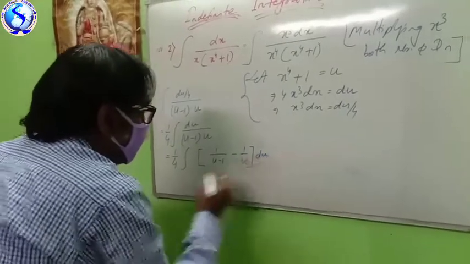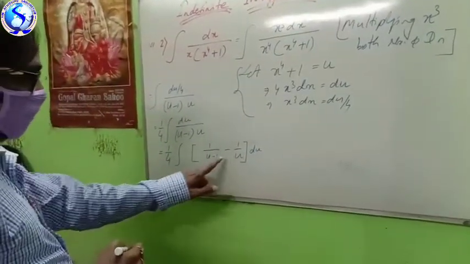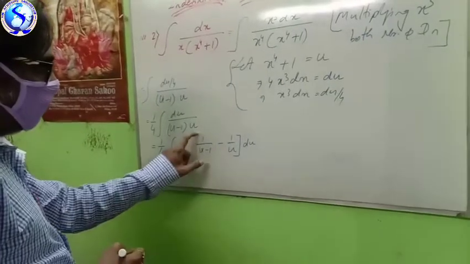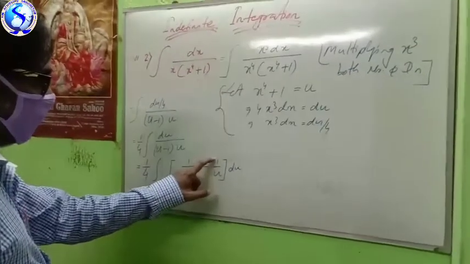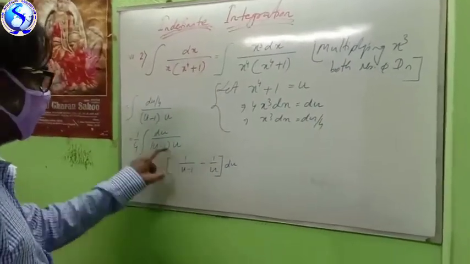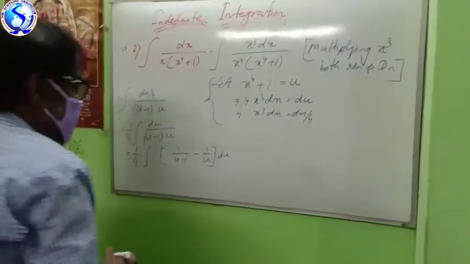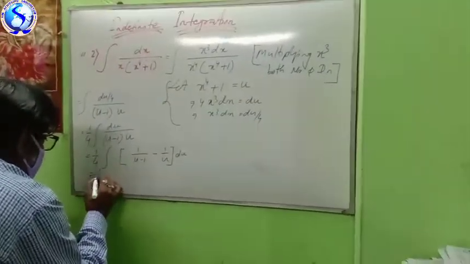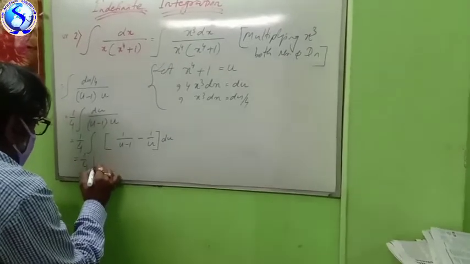1 by u minus 1 minus 1 by u, whole du. Now what is the LCM of this one? u minus 1 into u. u will come here and this will go there, so it will be 1 by this. That is okay. Now tell me, 1 by 4, give the bracket here.